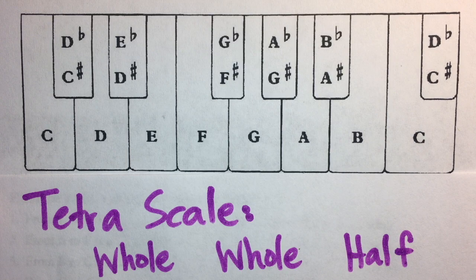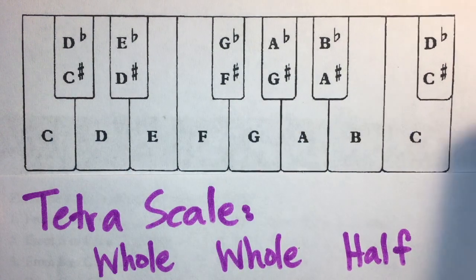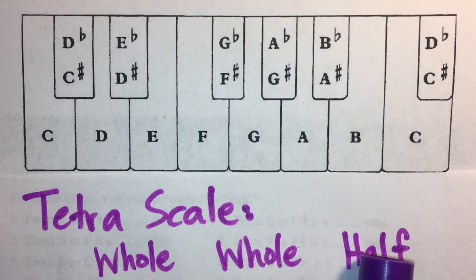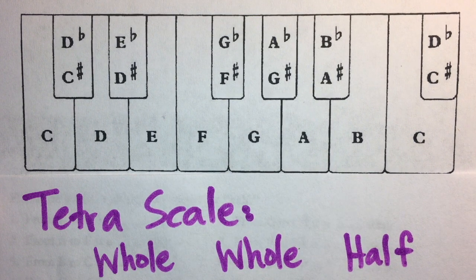This is a video about how to create tetrascales and major scales. We have our keyboard here to help us. The order of the notes in a tetrascale is always going to be a whole step, a whole step, and a half step. Now if you don't know what whole steps and half steps are, go back and watch the video about those.